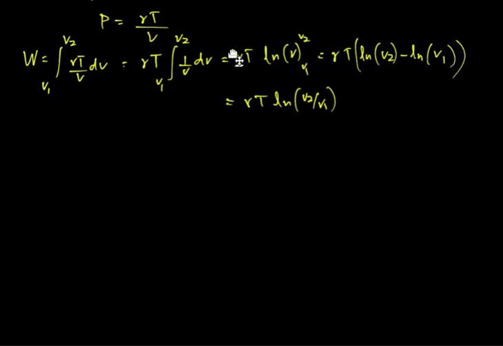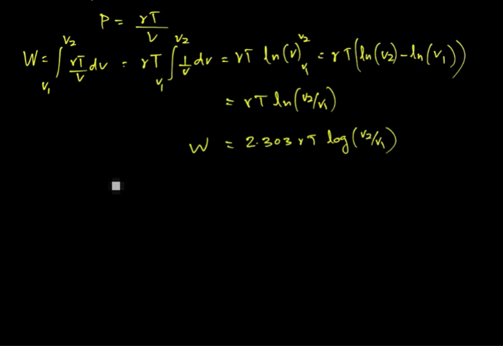Usually in thermodynamics we use the common logarithm, not the natural logarithm. So we will convert it into common log, that is, base 10. This equation will be 2.303 rT log V2 by V1. So this is the work done on a perfect gas when it undergoes an isothermal change in its state from one state to another, with the volume changing from V1 to V2.